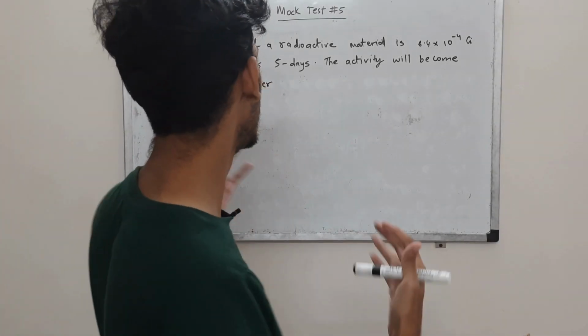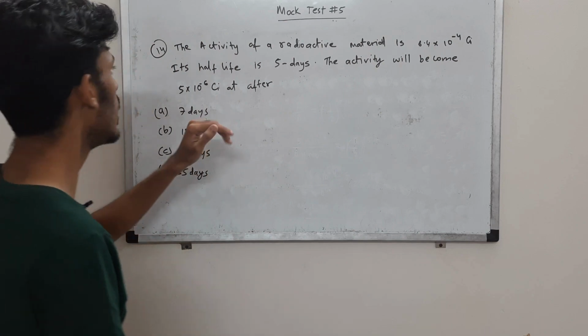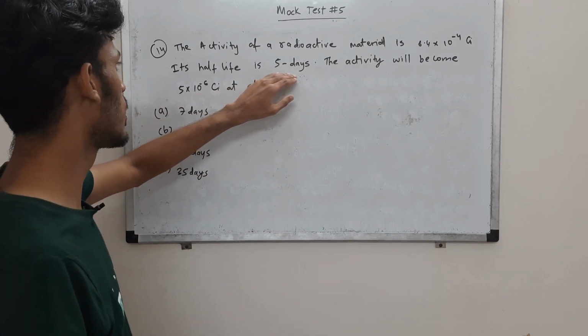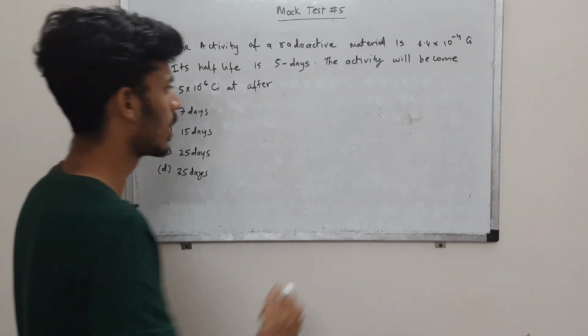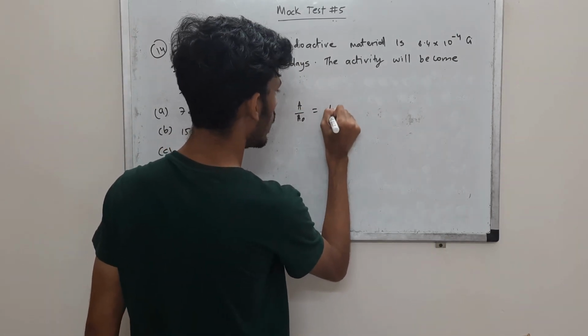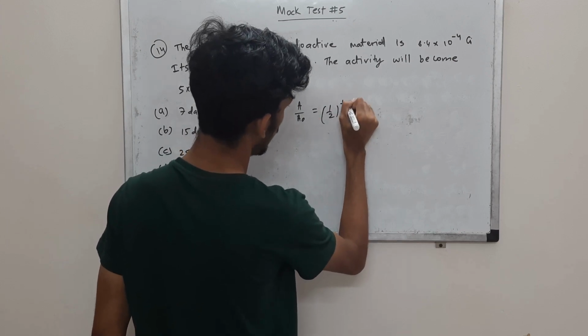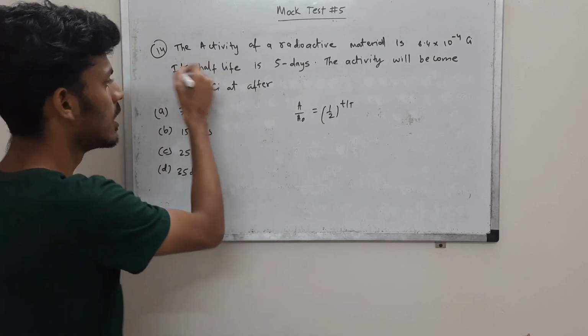14, here we have been given the activity of a radioactive material. This is the initial activity in Curie. Then we are also given the half-life as 5 days. The activity will become this after what time? So simple formula, A by A0 is half to the power small t by capital T. Capital T is half-life, t is the time taken to reach this activity.